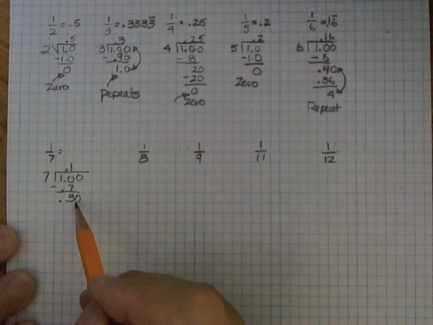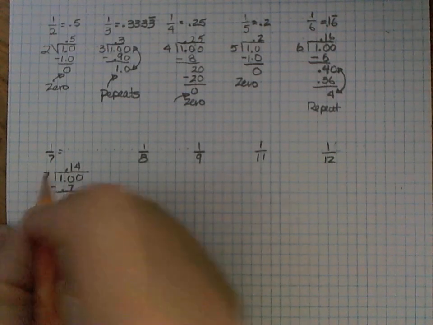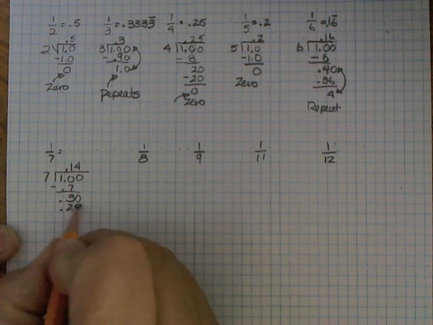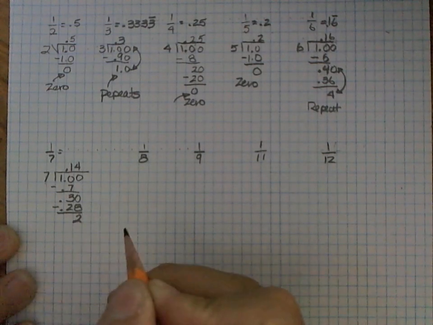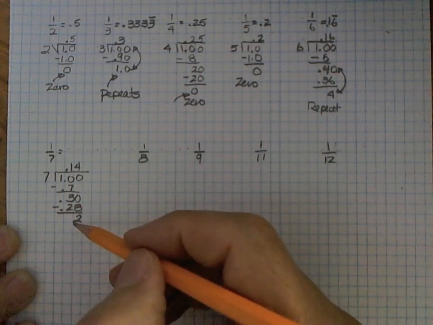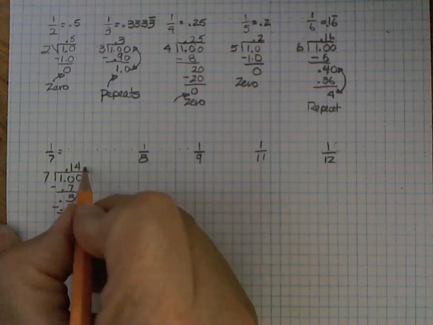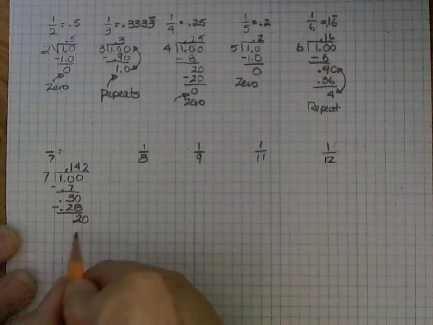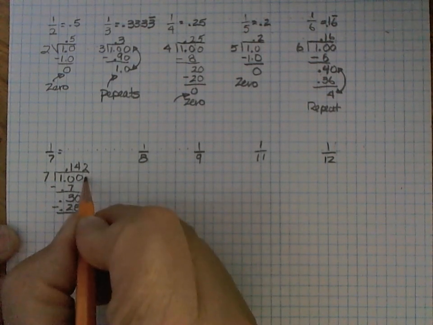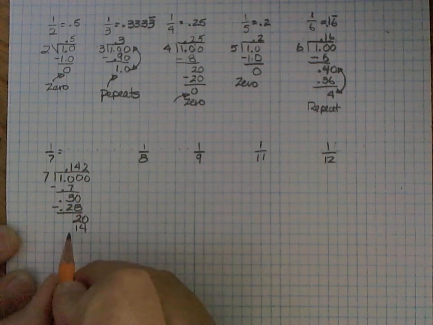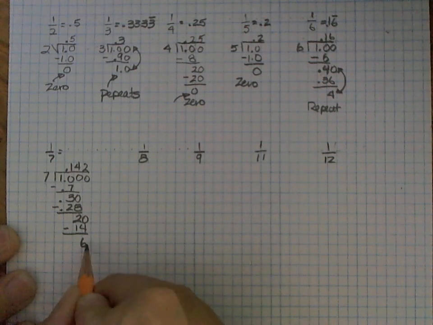So 7 will go into 30 4 times, because 4 times 7 is 28. And then I subtract it, and I have a remainder of 2. Okay, so now 7 won't go into 2, but it will go into 20. It'll go 2 times, because 2 times 7 is 14. And there I added my other 0 to give me another place. I subtract 14, I get 6.